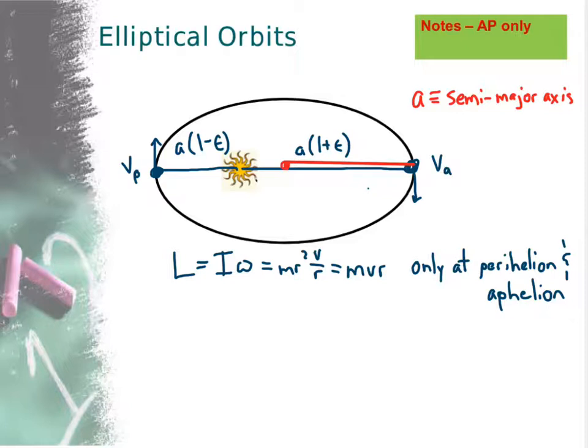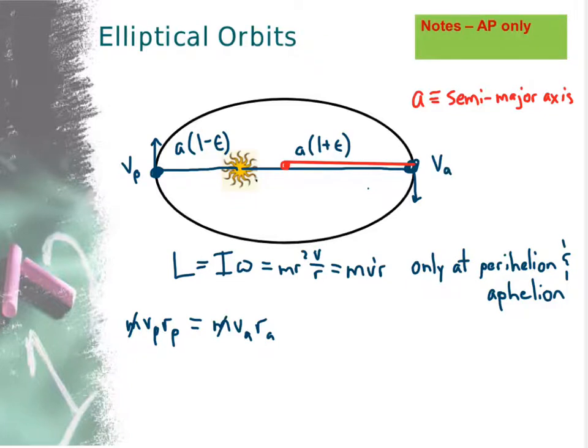All right, so if I conserve this, we know that the mass of the planet times its velocity at perihelion times its radius at perihelion is equal to the mass of the planet again times the velocity at aphelion times the radius at aphelion. The mass of the planet divides out because we're going to divide both sides by m.